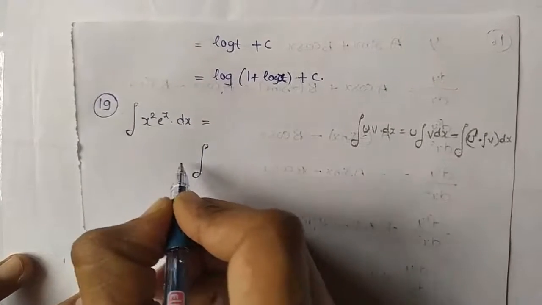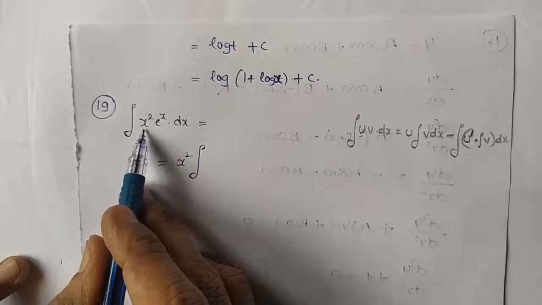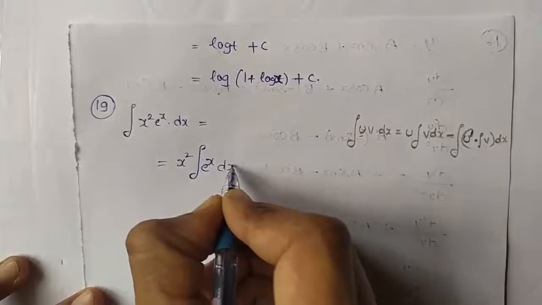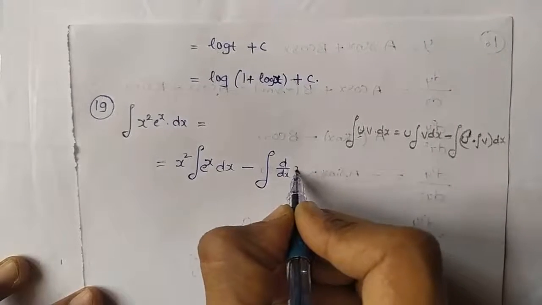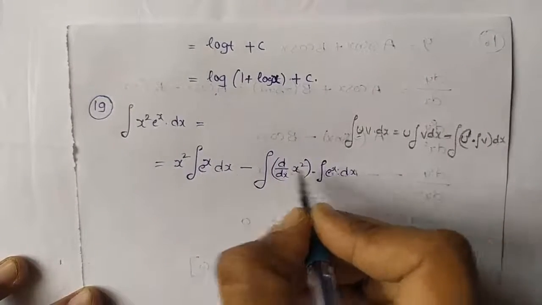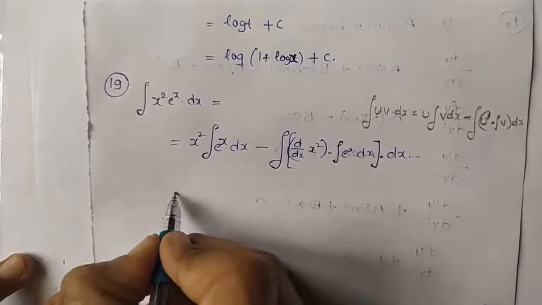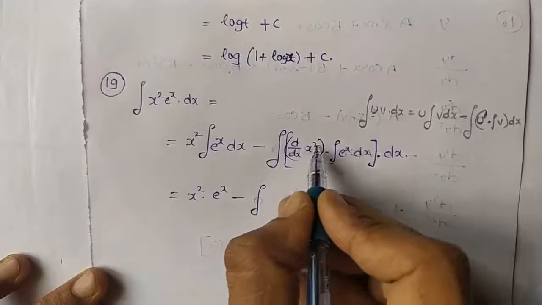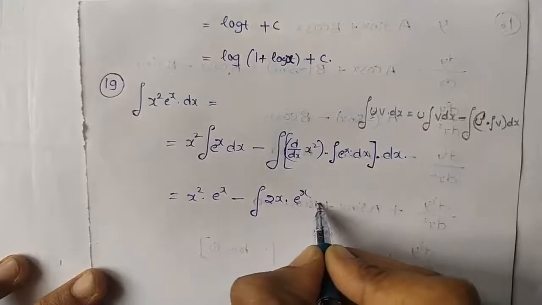So for the integration of x square into e power x, x square is the first function, you just keep it as it is, into integration of the second function e power x into dx, minus integration of differentiation of x square, d by dx of x square, into integration of e power x into dx. We just applied the formula. That is equal to x square into e power x minus integration of 2x into e power x into dx.